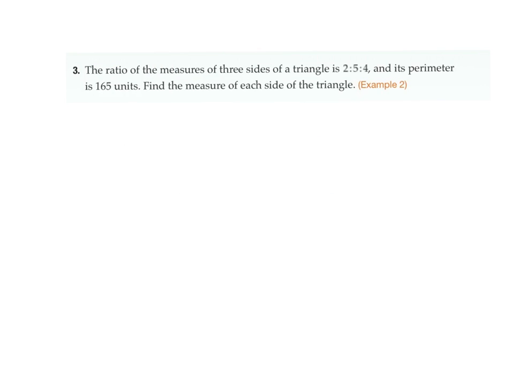Okay, so here's the next one. The ratio of the measures of three sides of a triangle is 2, 5 and 4, and its perimeter is 165. You know that you've got to add them together because all the three sides added together must make 165, but make sure you read the question. Find the measure of each side. So first of all, put it into fraction form. 2 plus 5 plus 4 will give you 11 over 165. Okay, simplify that, you get 1 over 15.